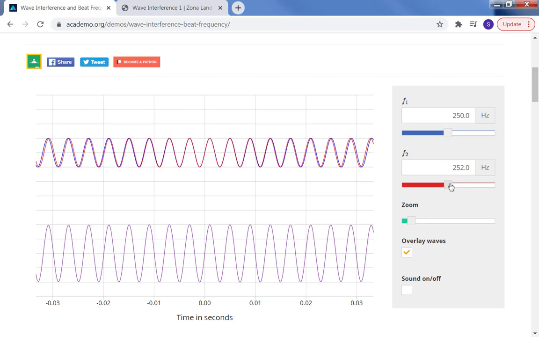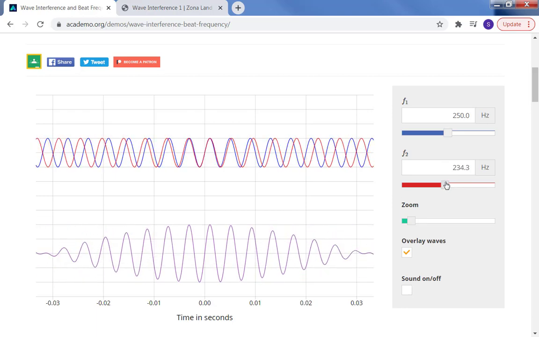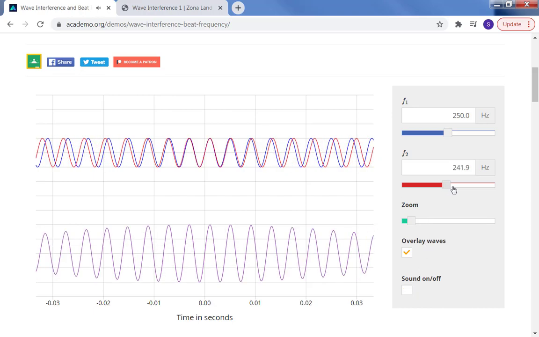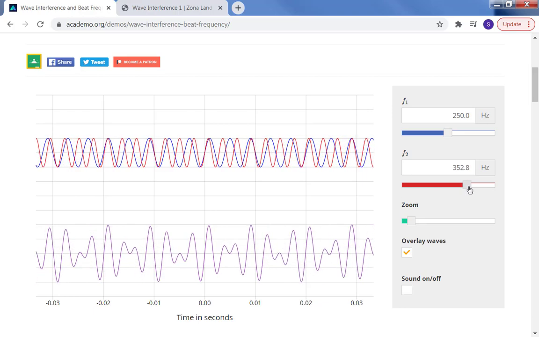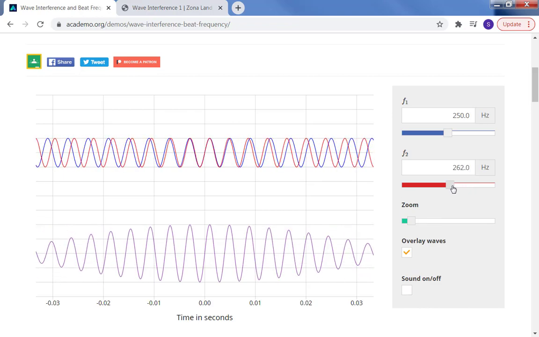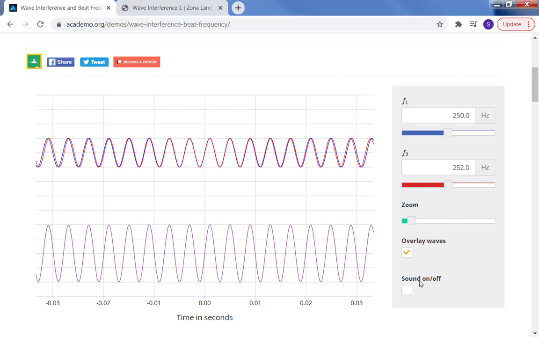If I make these two waves closer and closer together and play it again, the beat frequency now is much smaller. On the other hand, if I move them further out, very different. So bringing it back in a little bit again. Let's see, 252 will work.